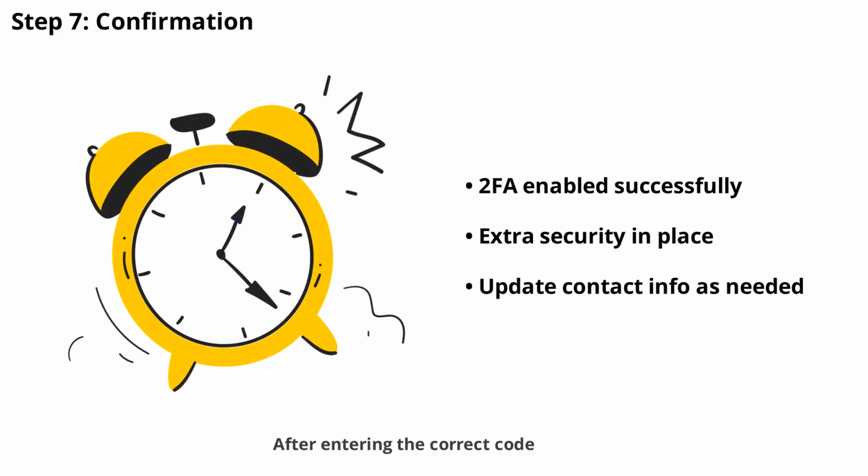After entering the correct code, you'll receive a confirmation message that two-factor authentication has been enabled on your account. This means your Social Security account is now protected by an extra layer of security. Be sure to keep your contact information up to date in case you need to receive future codes.